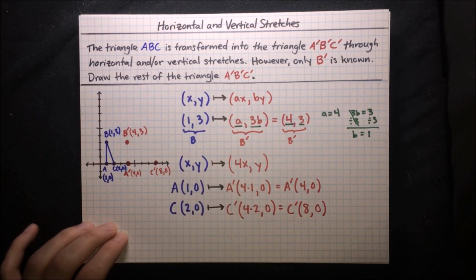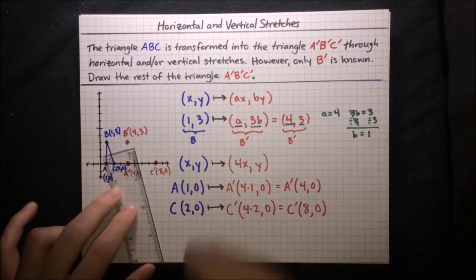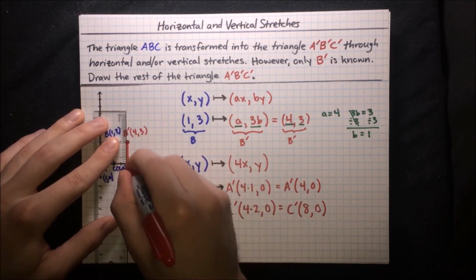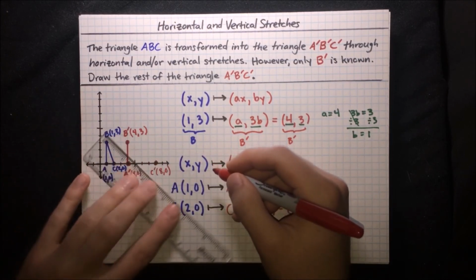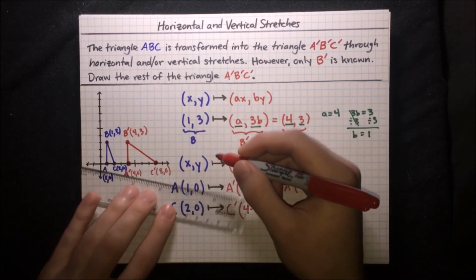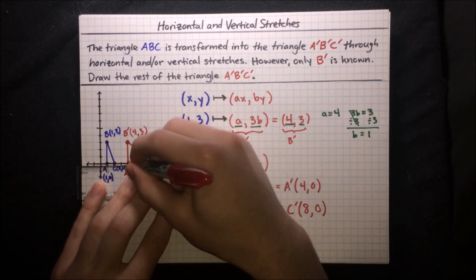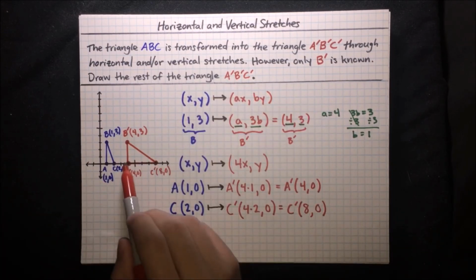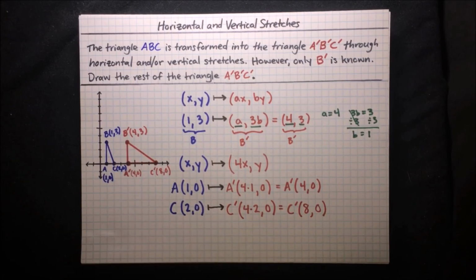Now we've got all of our points in the triangle and we can just connect them up. So let's do that. So A prime to B prime, then B prime to C prime, and then C prime back to A prime. So there we go. There's our triangle A prime B prime C prime. Now we know how to work with horizontal and vertical stretches in addition to a whole bunch of other transformations. In the future, we'll practice combining many of these transformations at once.